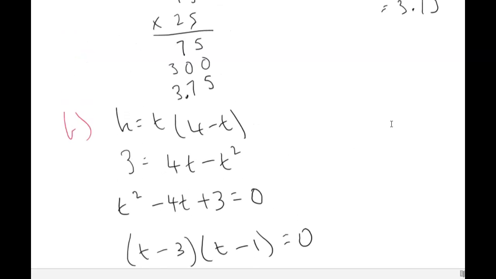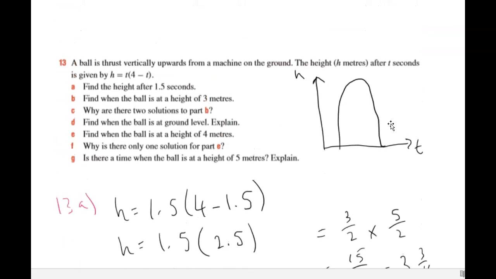So when you think about your graph, let's say this was 3. There's the line h equals 3. It hits it twice. It hits it once on the way up and again on the way back. So when the ball hits a height of 3 meters, it hits it at t equals 1 and t equals 3.